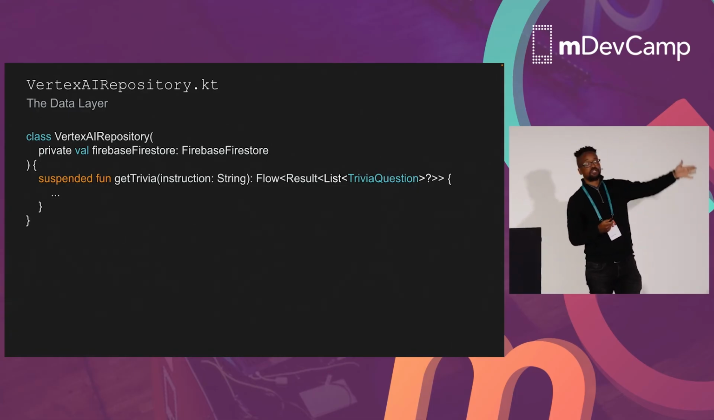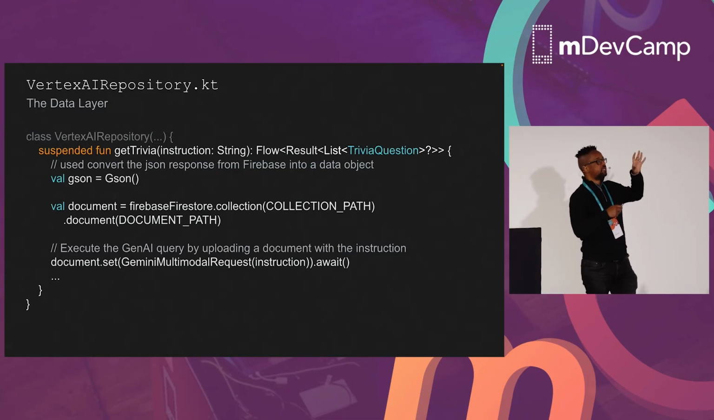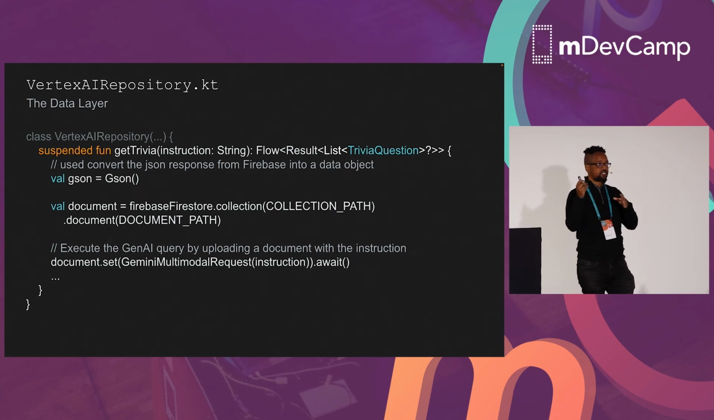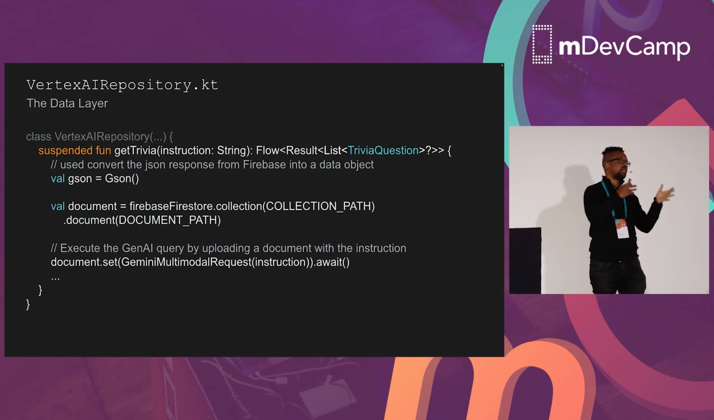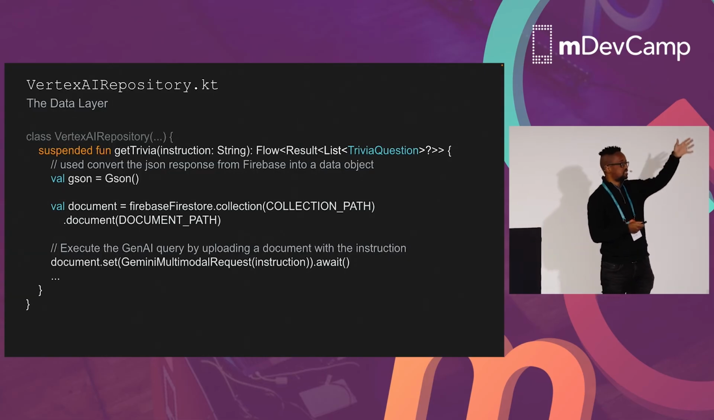And then it will return trivia question. And then within this function here, I'm trying to map the information I get from Firestore. Because it's in JSON format, I need to make it into an object, a data class that I can use. So I'm using JSON to actually do that. So I'm setting that up.